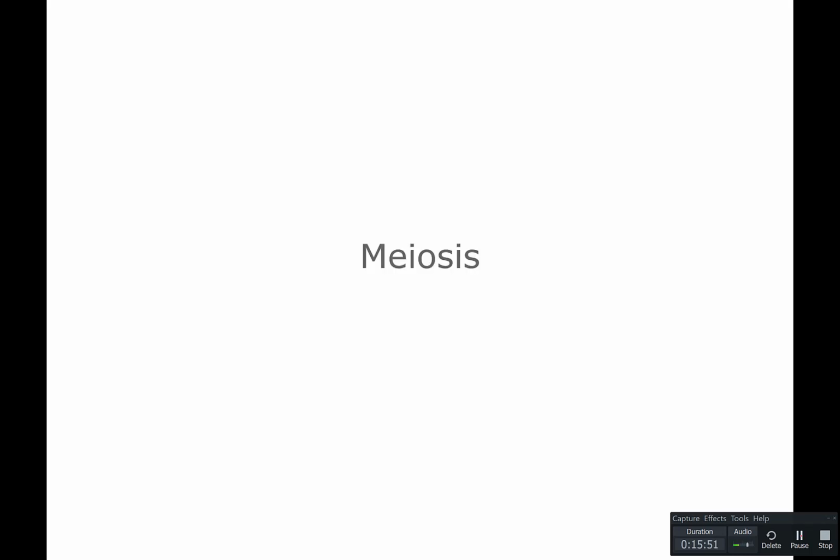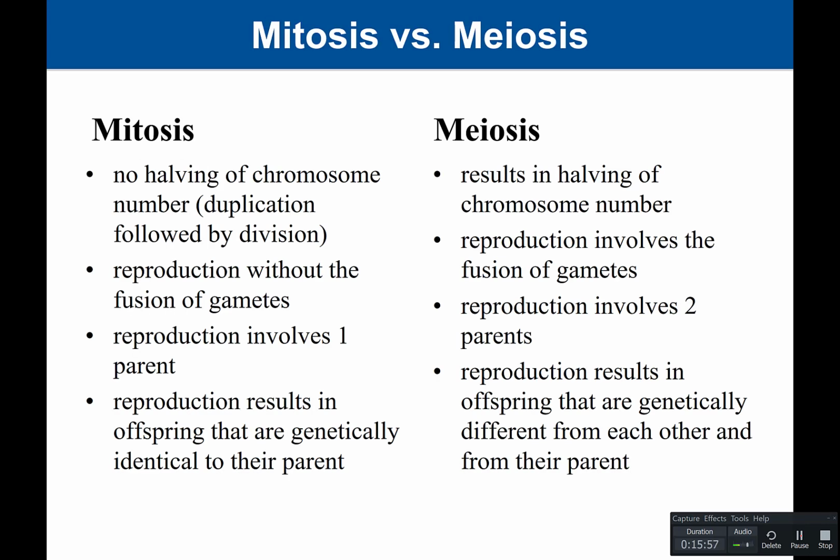Now we're going to move on and talk about meiosis. To compare and contrast mitosis and meiosis, mitosis's job is to make exact copies. We want to go from one parent cell to 2 exact copies. Meiosis serves a different purpose. Meiosis is used for sexual reproduction, meaning reproduction that involves 2 partners.